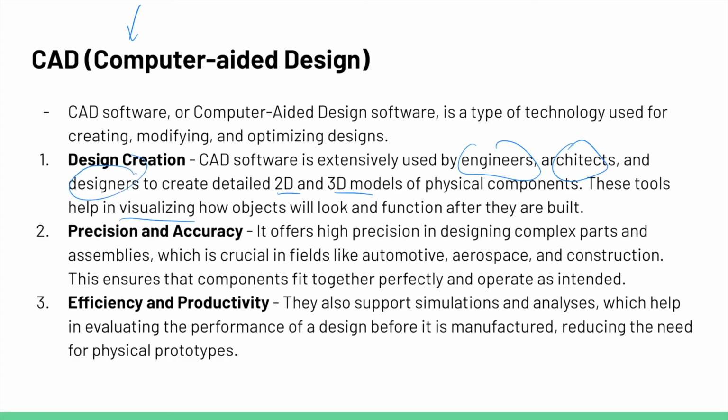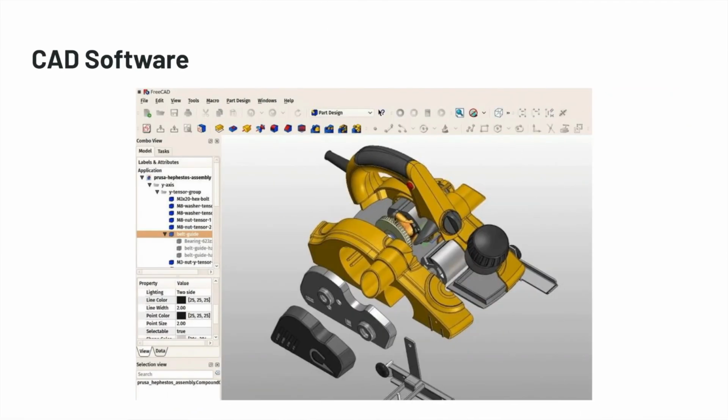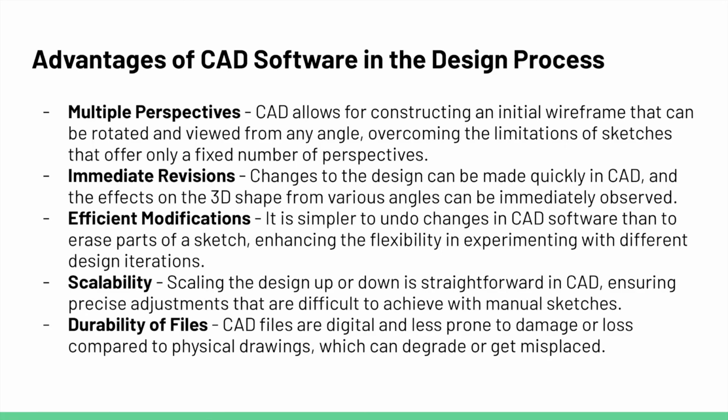These are different from normal software that's used for 3D visualization because they offer very high precision in designing complex components. They ensure that components fit together perfectly and operate as intended. And they can also support things like simulation and analysis, which can allow us to evaluate the performance of a design before it's manufactured. So again, this is geared more towards manufacturing. Now, this is an example of CAD software, which is being used to simulate a bunch of components and show how they fit together.